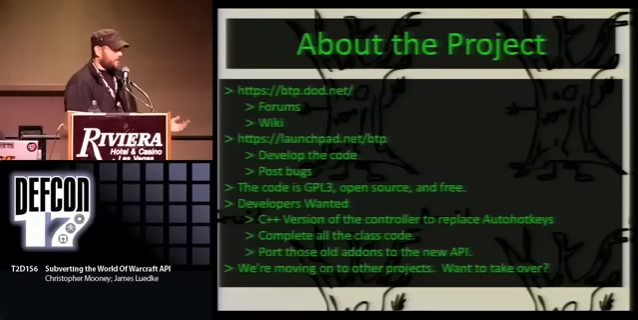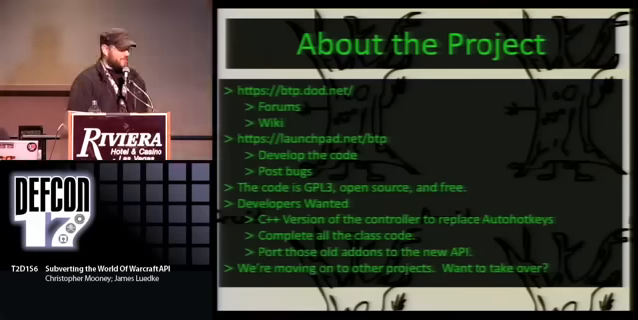Developers wanted, remember, we want that C++ version of the controller. There's not complete code for all classes. I don't think Warrior or Death Knight or any of those classes have code yet, but you just follow a template for other people and you're all set. And maybe port some of those old add-ons that people used to like to the new API. And we're moving on to other projects. So anyone want to take over the project? Come and see us afterwards.